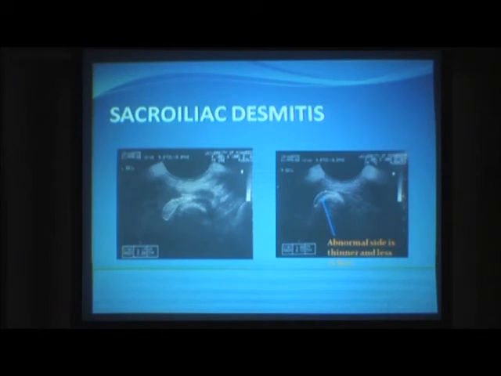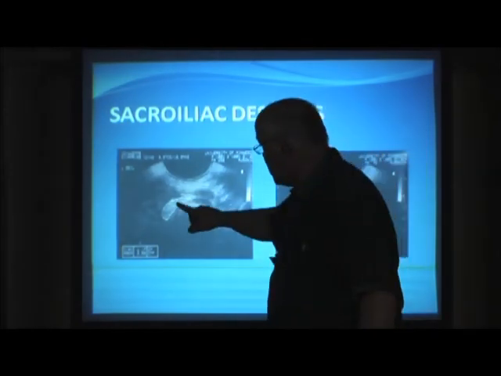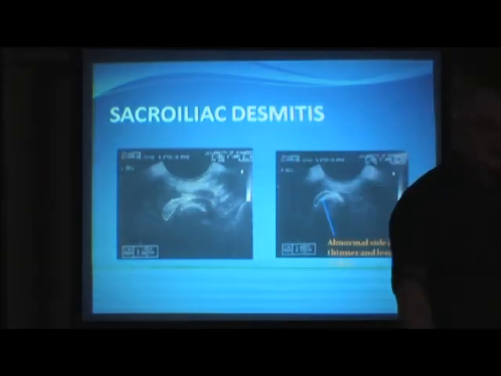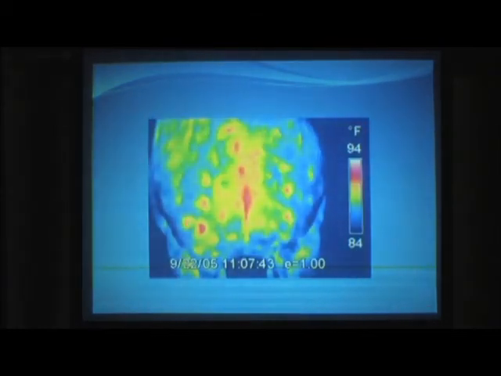Then we do an ultrasound on that sacrum, and we see that the abnormal side is thinner and less than what this is on the normal side. So you can confirm this with ultrasound, you can confirm this with x-rays, you can confirm with other ways. But a lot of times the thermography doesn't lie as far as the differences in temperature. There's definitely a difference there in temperature.